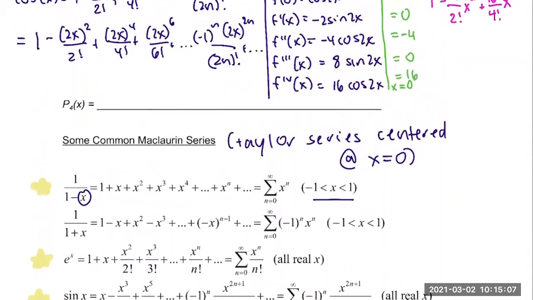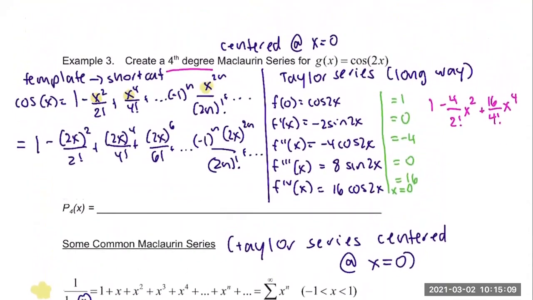So I didn't read the problem at first, and I just saw create a Maclaurin series, and I didn't see fourth degree, so I'm going to clarify that. In pink, I'm going to make a correction. On the left-hand side, that's the shortcut way. If you did the shortcut way, what you should have done was written out the cosine of x template, and then from there, really, you don't need anything beyond this.